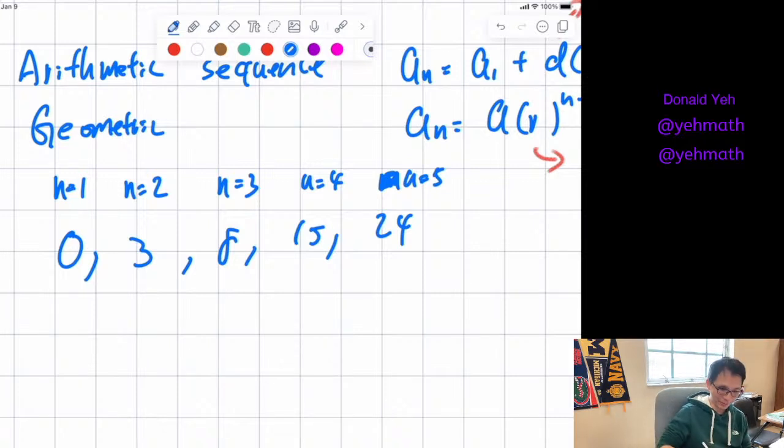N squared minus 1. Think about it. If I plug in 1, I'm going to get 1 squared minus 1, 0. If I plug in 2, it's going to be 2 squared minus 1, 3 squared minus 1, 4 squared minus 1, 5 squared minus 1. So that is an exact representation of this.